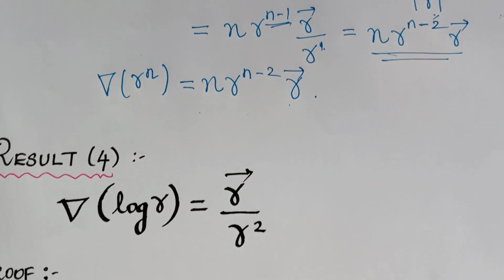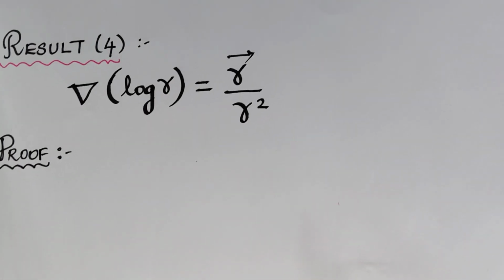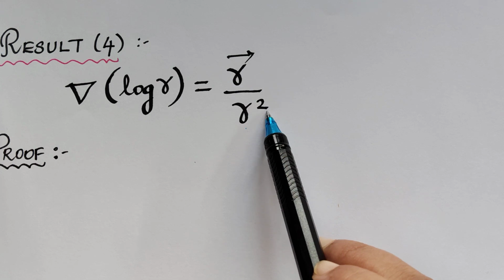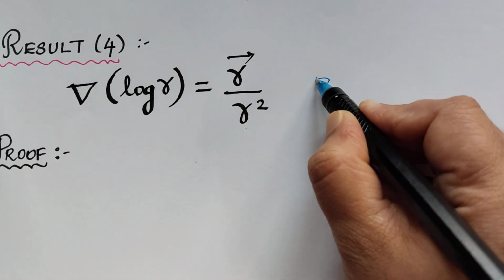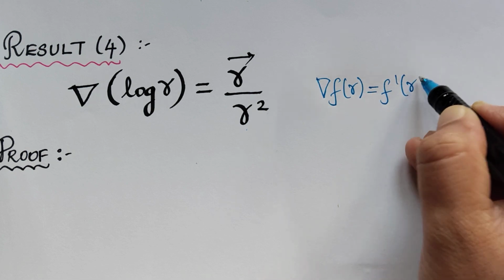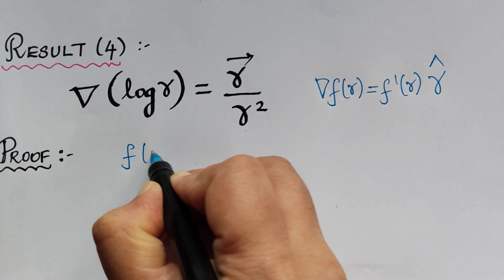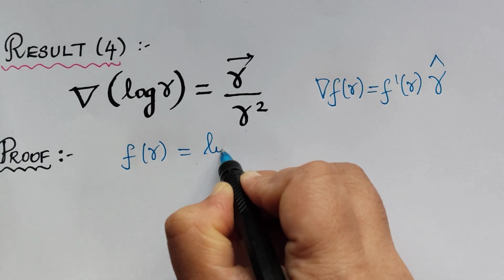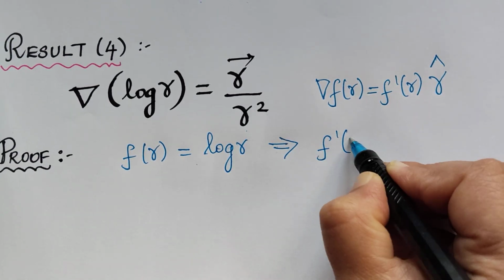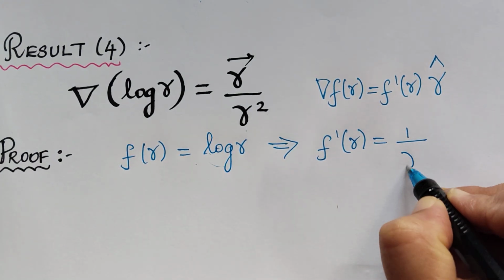We have one more final result using the same concept, that is nabla of logarithm of r is equal to r vector divided by r square. We know that nabla of f of r is equal to f dash of r multiplied with r cap. Now here at the place of f of r we are having logarithm of r. So from this, what will be f dash of r? The differentiation of log r, which is 1 by r.